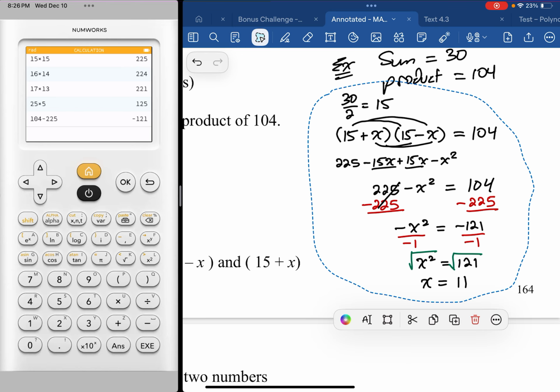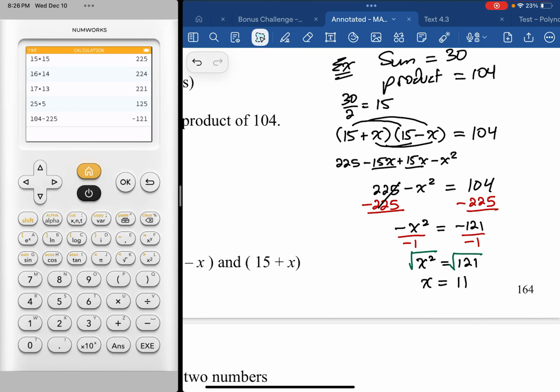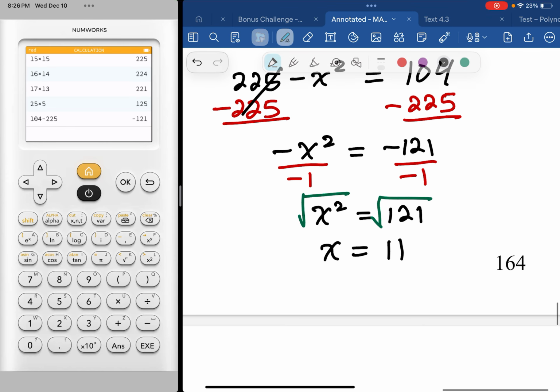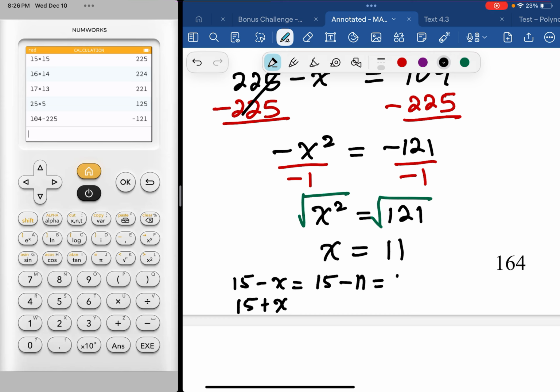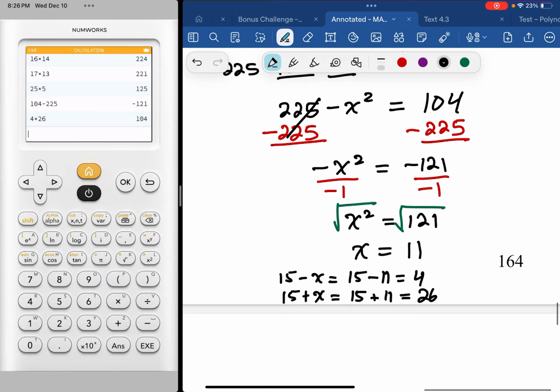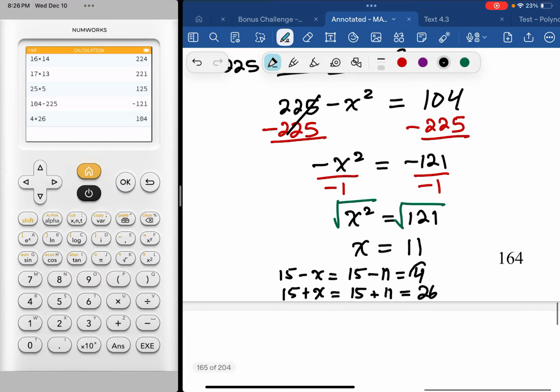15 minus x, and the other is 15 plus x. All right, so 15 minus x, 15 plus x. So 15 minus 11 would be 4. And 15 plus 11 would be equal to 26. So 4 times 26 would give me the 104. So these would be my two numbers, 4 and 26.